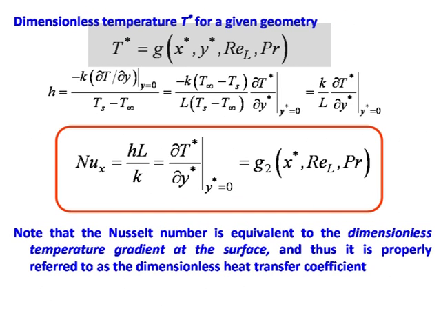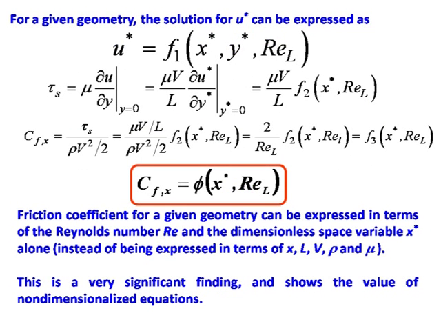In general, T star, non-dimensional temperature, is going to be a function of the same thing, x star, y star, Re_L, and there is one Pr sticking there, some constant, which also is going to influence the temperature distribution. So, just look at these two, I am going to flip back and forth between these two, identical solution form. What does it tell me?